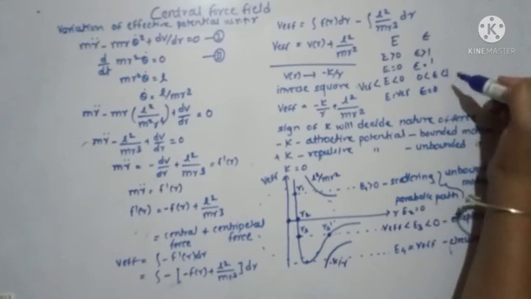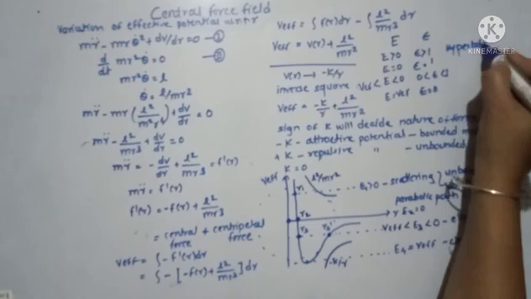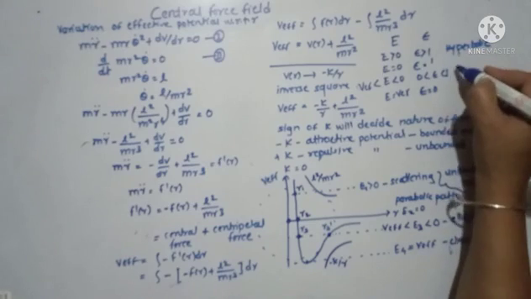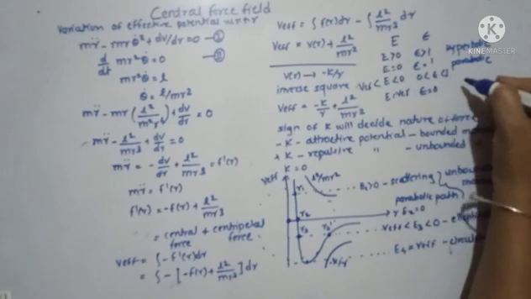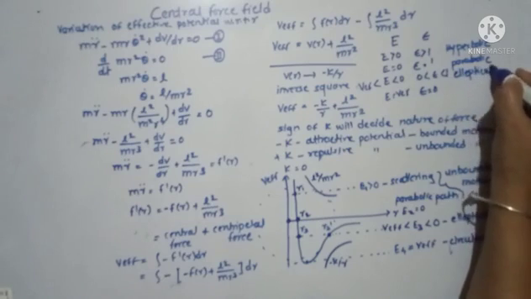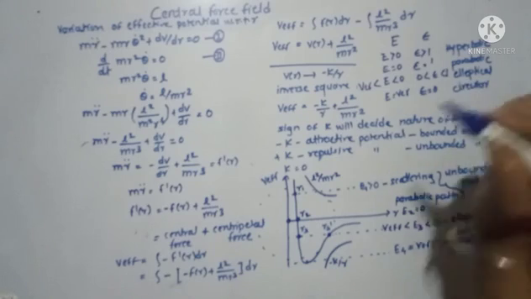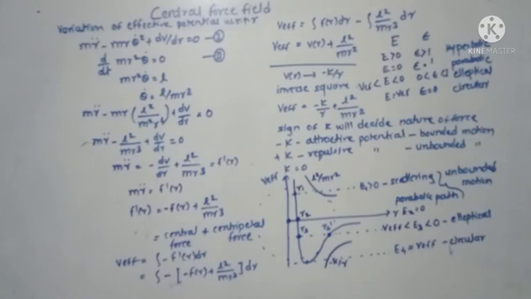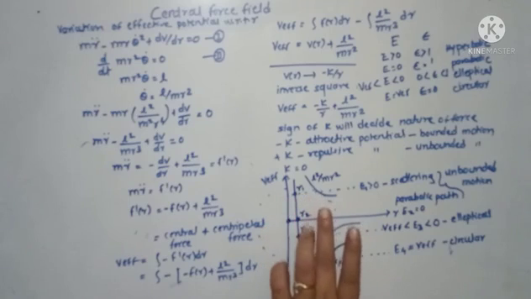So the nature of the orbit will be hyperbolic. This will be a parabolic path. Such a motion will be an elliptical orbit. This is a circular orbit. So the moral of the story is that the potential of the central force field and the energy of the incoming particle will decide the nature of the orbital motion in the central force field.